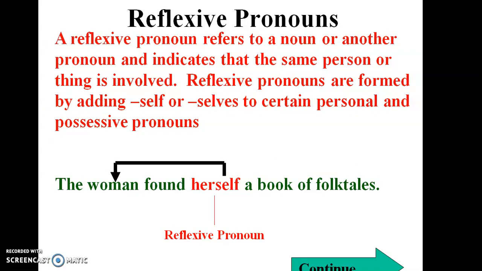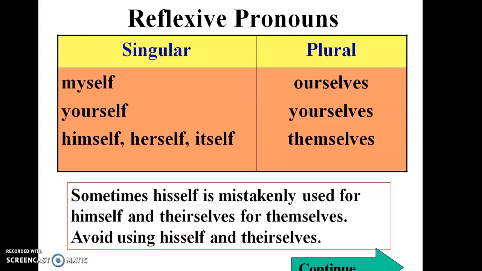So, reflexive pronouns. A reflexive pronoun refers to a noun or another pronoun and indicates that the same person or thing is involved. Reflexive pronouns are formed by adding self or selves to certain personal and possessive pronouns. The woman found herself a book of folk tales. Herself is a reflexive pronoun. Reflexive pronouns have singular and plural forms. Singular forms: myself, yourself, himself, herself, itself, and the plural forms: ourselves, yourselves, and themselves.